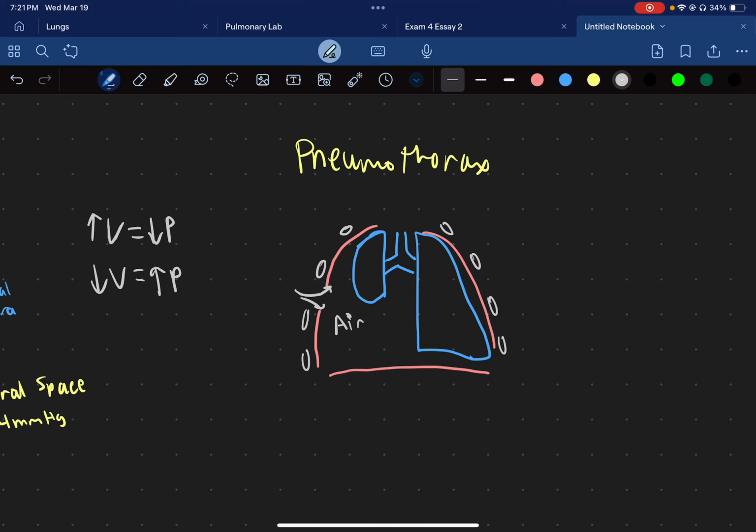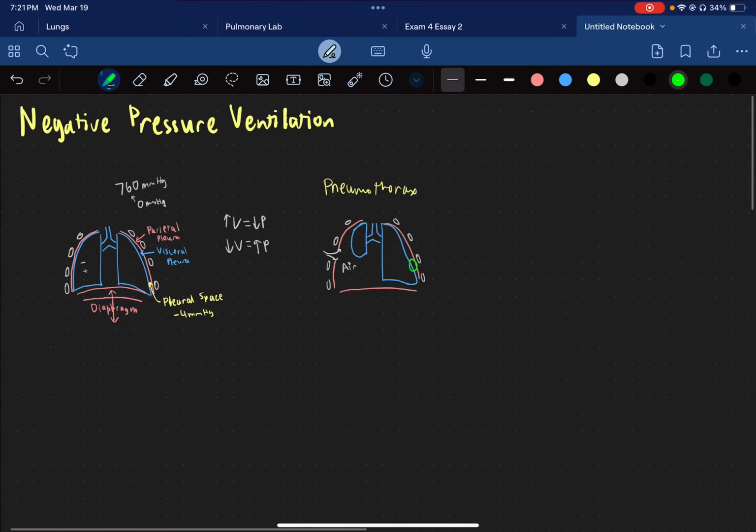Another thing that we can have is something called pleuritis. So we'll have some sort of inflammation in the pleural space. They'll rub against each other, and it can cause big inflammation in these membranes here and cause the pleural space to enlarge, also causing sort of a mini pneumothorax. So that's one problem we can have.